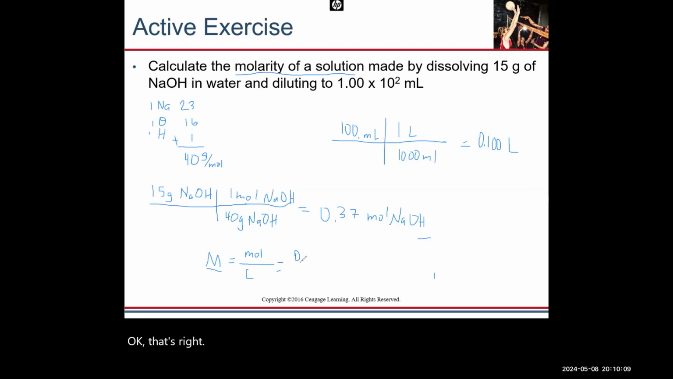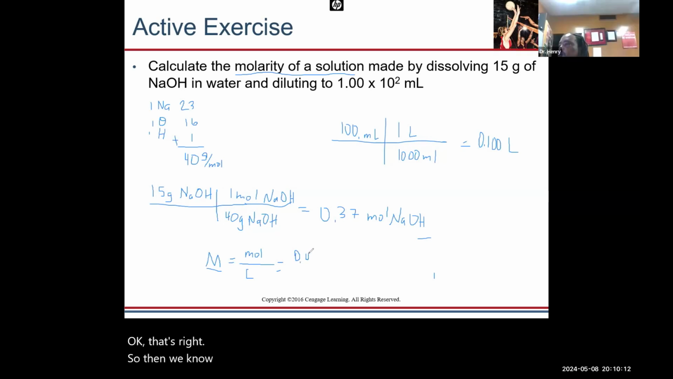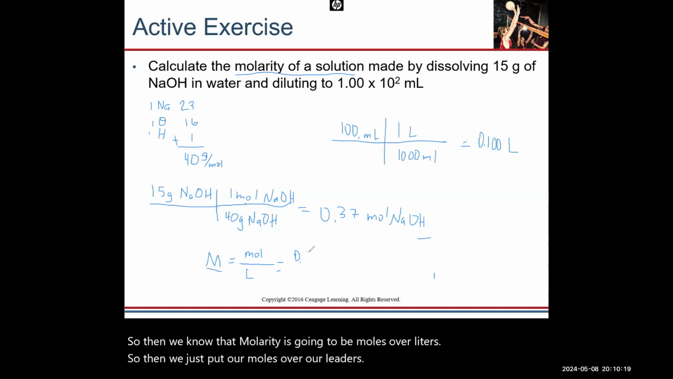All right. So then we know that molarity is going to be moles over liters. So then we just put our moles over our liters.